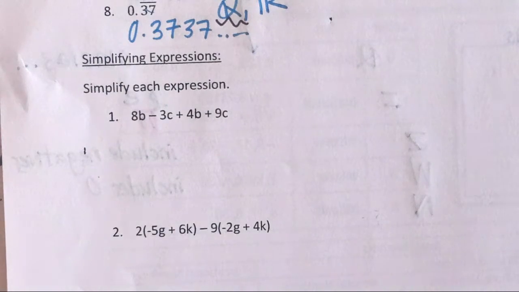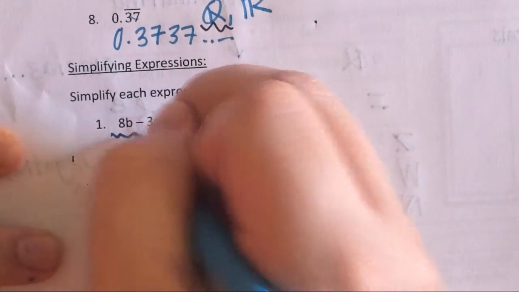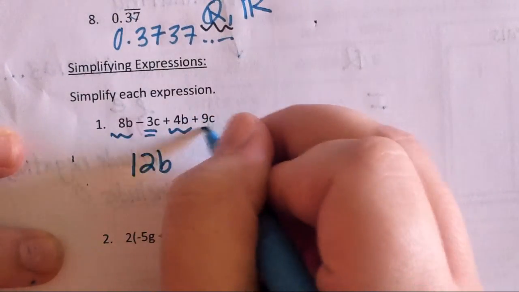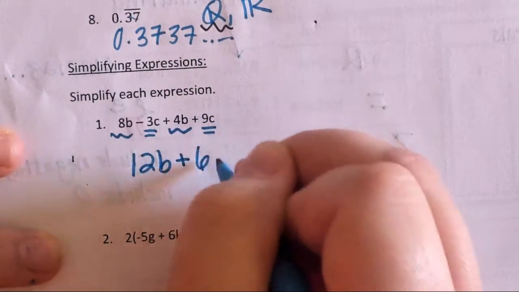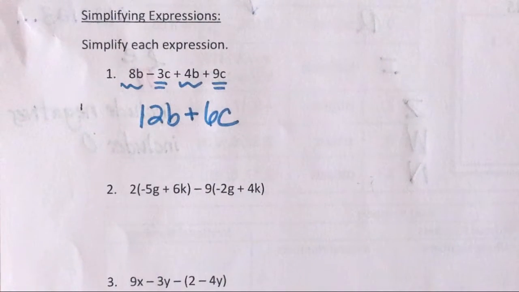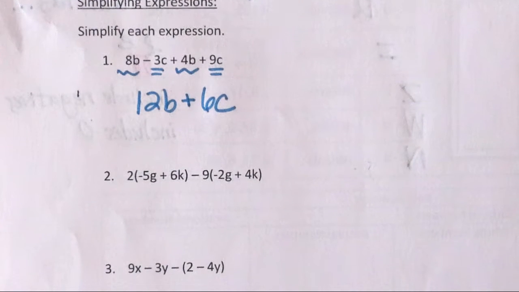Yes, ma'am. I got 12b plus 6c. 8 and 4 is 12b. Negative 3, positive 9, it is 6c. She is correct. Give your group a point. Yeah, you might want to take over. Great job.